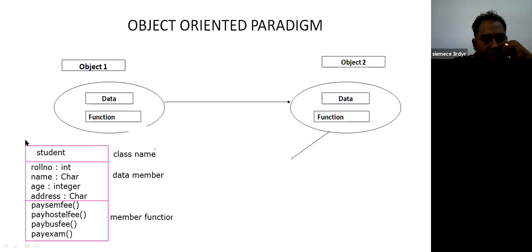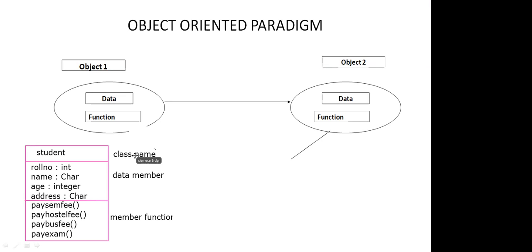So this diagram is very important. This diagram is known as a class diagram. Just write down class diagram, and this class diagram has three parts. First is reserved for the class name, second is reserved for the data member, and the third one is reserved for the member function. And this is an example of a student class.